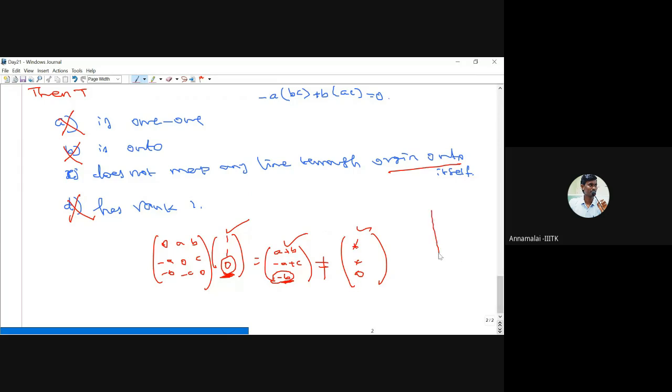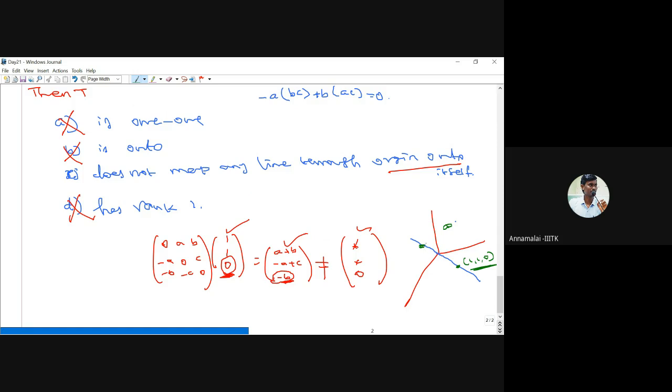Suppose this is R3. Suppose I am considering a line on the XY plane, that is, the Z position should be 0. Suppose I am considering one point on the line. I am taking this point (1, 1, 0). Now I apply the transformation to this point. So it maps somewhere, not on the line again.